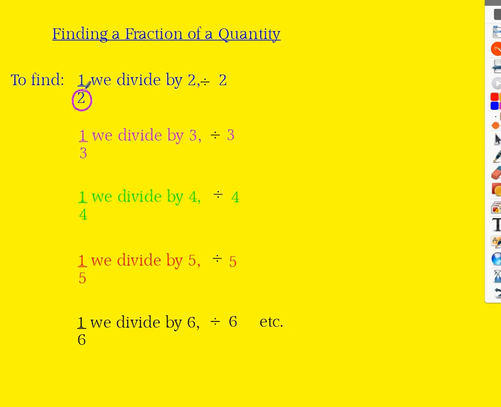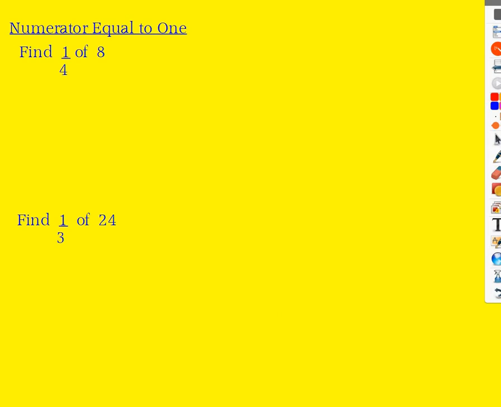Here at the bottom of the fraction is 2, and you've got a half, so you divide by 2. Here, for a third, the bottom or the denominator of the fraction is 3, we divide by 3. Here, we've got a quarter, so we divide by 4, etc. The number at the bottom of the fraction, the denominator of the fraction, tells you the number we need to divide by. So if we have a little look at some questions here, I've got find 1/4 of 8.